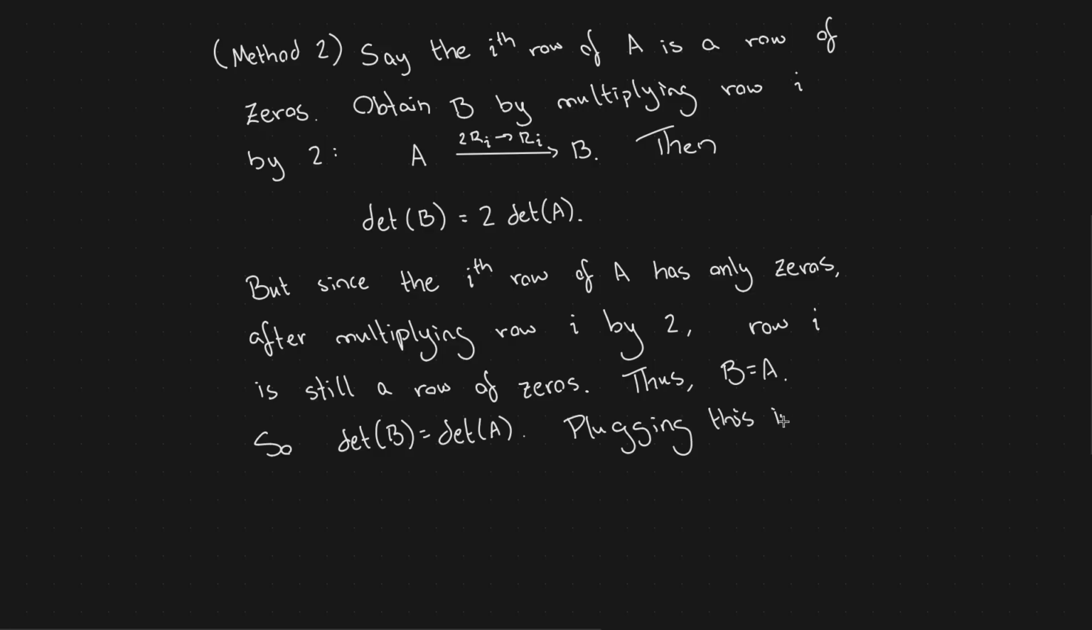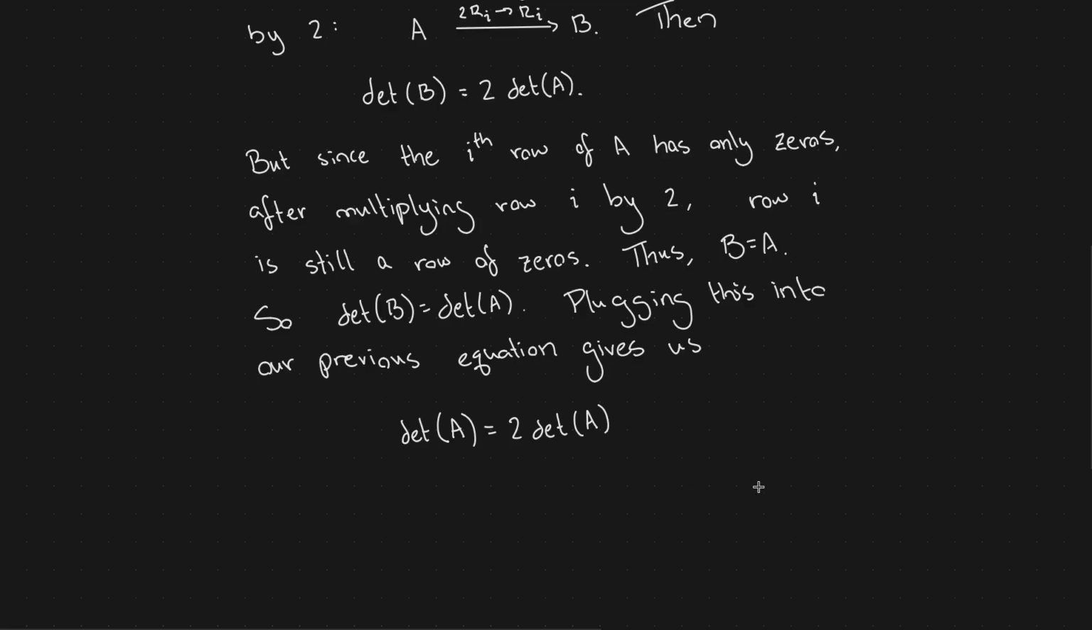Plugging this into our previous equation gives us, so I'm going to plug determinant of A in for determinant of B. So the determinant of A is equal to 2 times the determinant of A. So if I just solve for the determinant of A by subtracting the determinant of A from both sides, I'll get 0 on the left. On the right, twice the determinant of A minus the determinant of A is equal to the determinant of A.